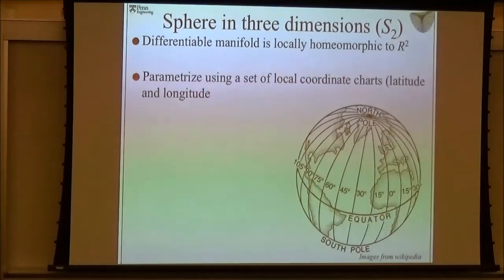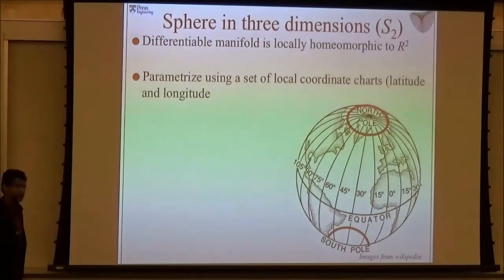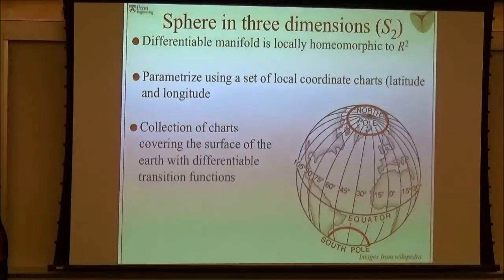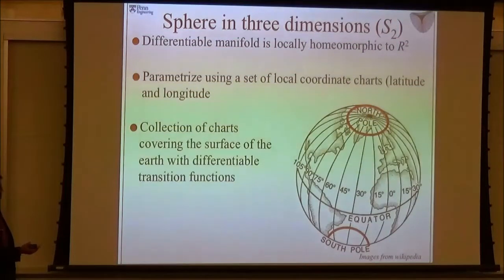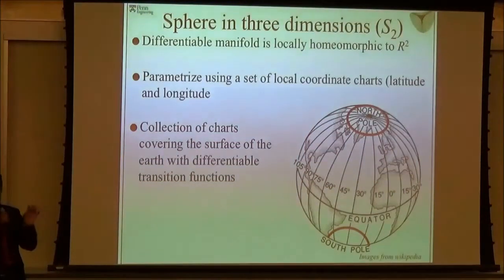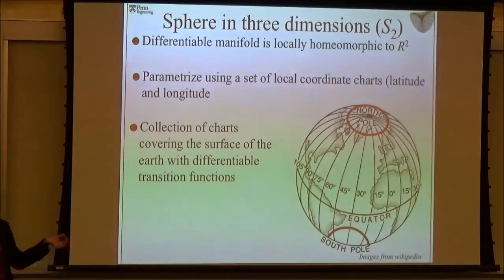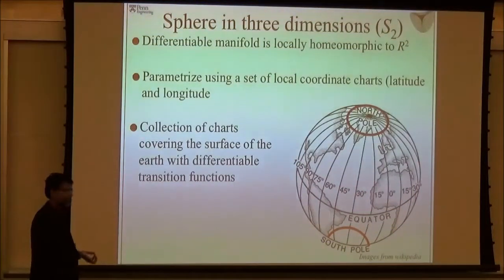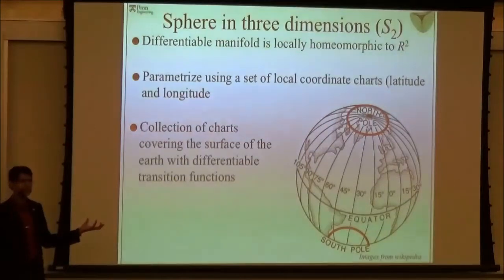So for instance, we might use latitudes and longitudes, but we know that those suffer at the poles. Right? So you want to think about how to cover the Earth's surface with a collection of charts. And again, think about the compatibility between these charts. Right? So how many different charts do you need to cover the Earth's surface?